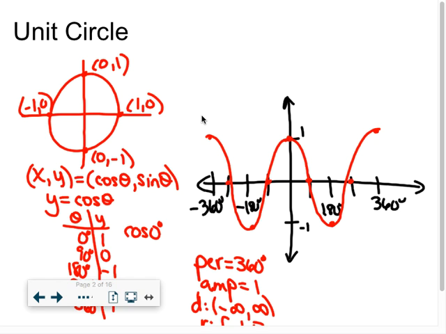Can anybody remind us? We just spent 3 periods on the sine curve. Where did sine always start? 0, 0, okay? So what we're going to find out with cosine is it has a different starting point.